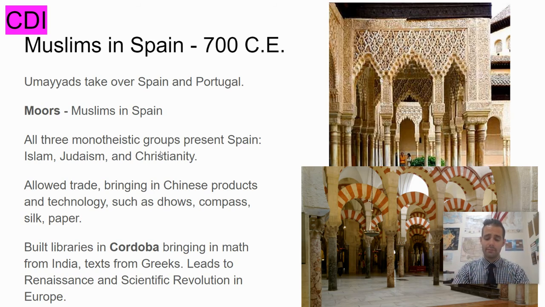Those two do not mix. They're like oil and water. That's going to be important for us to remember, not now, but in Unit 3 and Unit 4. What the Muslims do, what the Moors do at this time, is that they're going to bring trade.